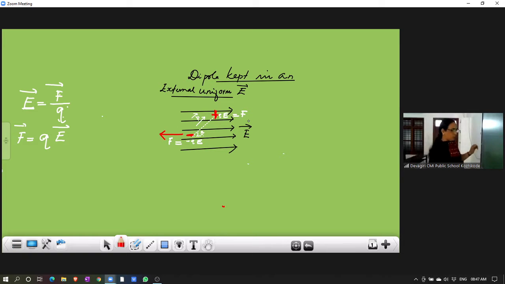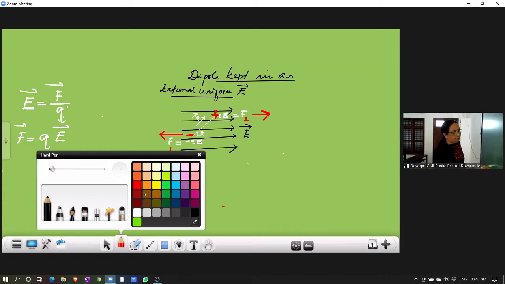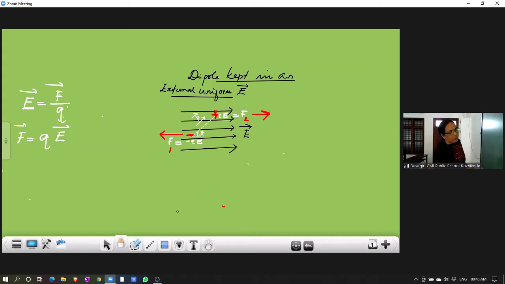So, what's the conclusion? We can write that the net force, meaning the total force, on the dipole, the combination of two charges, is F1 plus F2. What is F1 plus F2? QE plus minus QE, which is equal to 0.